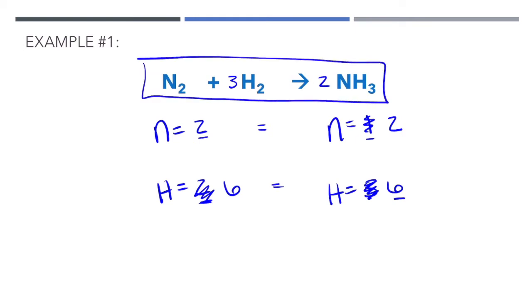And what it's telling us is that for every molecule of nitrogen gas, it's going to take 3 molecules of hydrogen gas to produce 2 molecules of ammonia. All right, and this is going to be a really important concept later on when we start talking about stoichiometry.